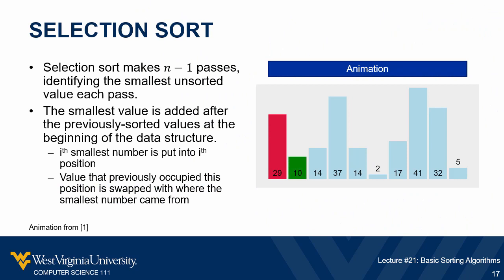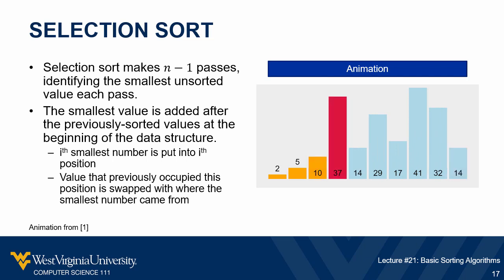Selection sort also makes n-1 passes over our data set, but it behaves differently than insertion sort. What selection sort does is on each pass it tries to find the smallest value that has not been sorted yet. It's then going to swap that value with one of the values at the front of the array.